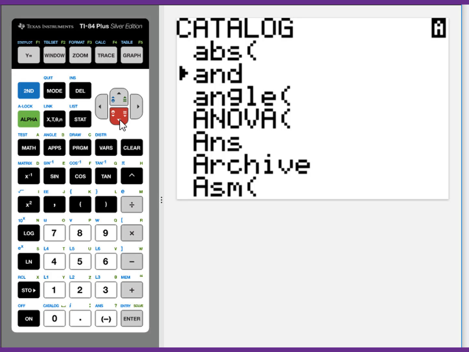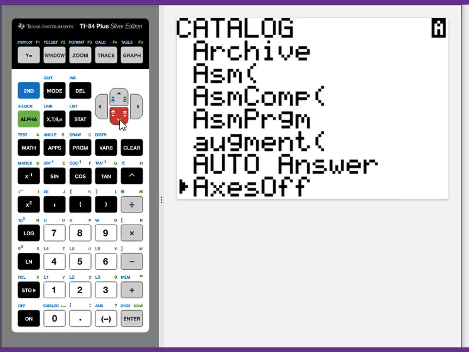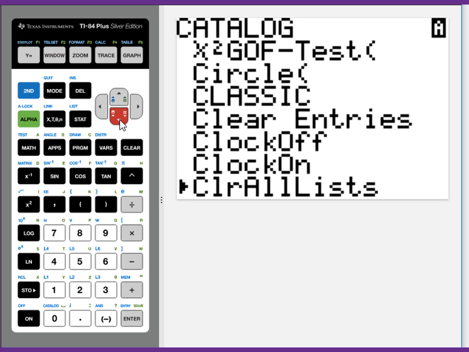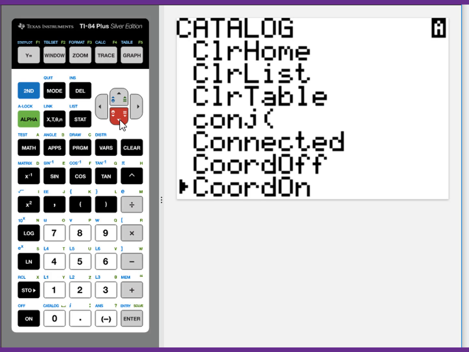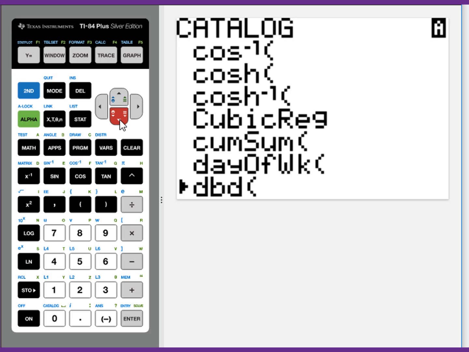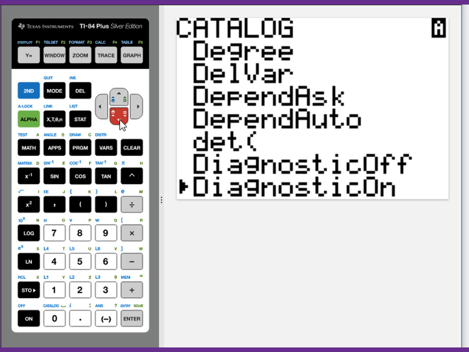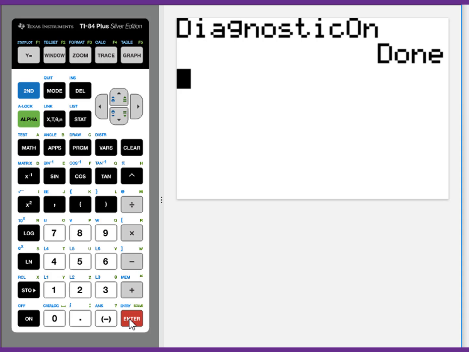Since we need to compare those two regression equations, we need to make sure the diagnostic is on. So I move the arrow to diagnostic on. Here you go, you find that diagnostic on. So I press enter. This one will show you which is the best fit when you have two regression equations.